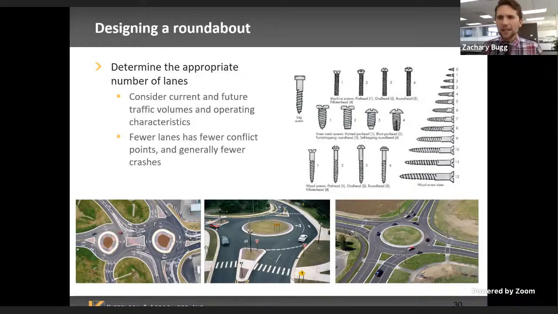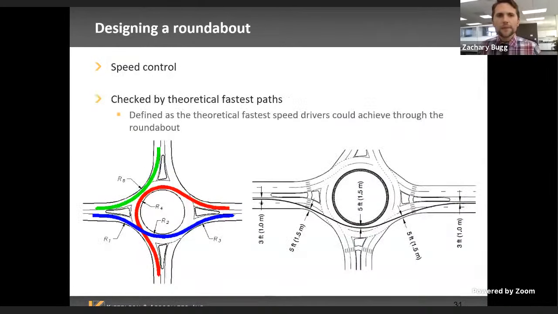Try to get a single lane on as many approaches as possible. Just think about your personal experience driving through multi-lane roundabouts. How much more complex and difficult is it to drive a multi-lane roundabout approach than it is a single lane? It's definitely a much bigger burden on the driver. It can be done well, it can be designed well, but we want to not overbuild is what we're really trying to say here.